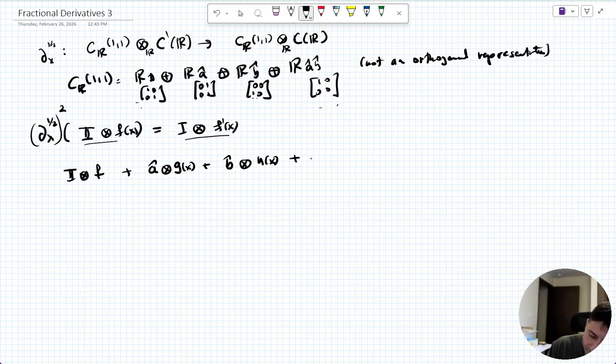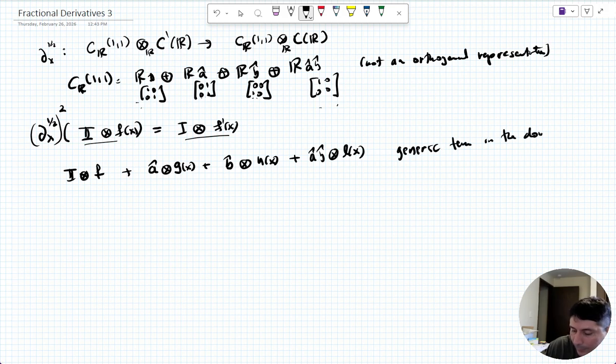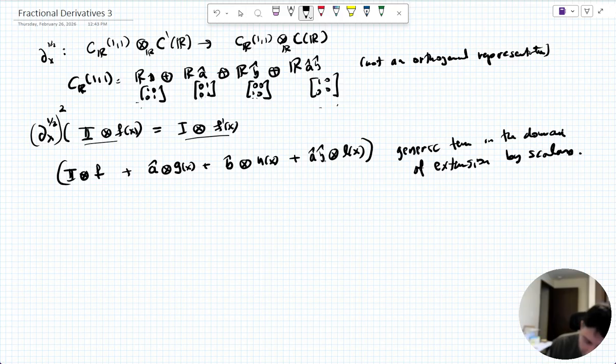So F, G, H, let's call it L of X basically. So this is a generic term in the domain of extension by scalars. So let's see what happens when we apply the derivative operator to it.